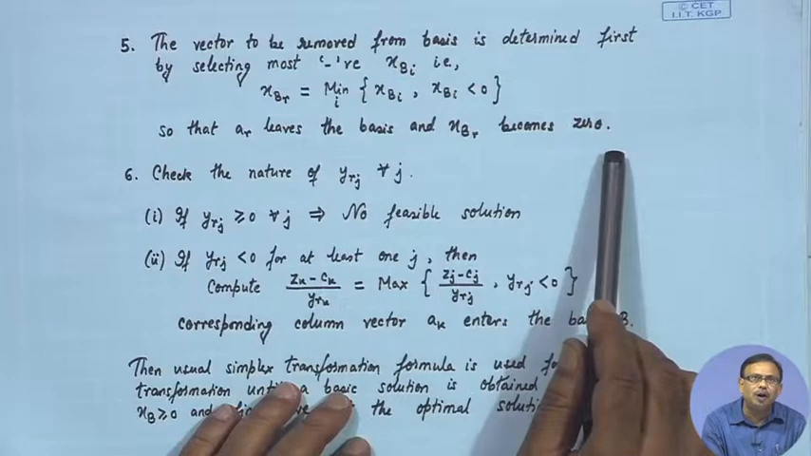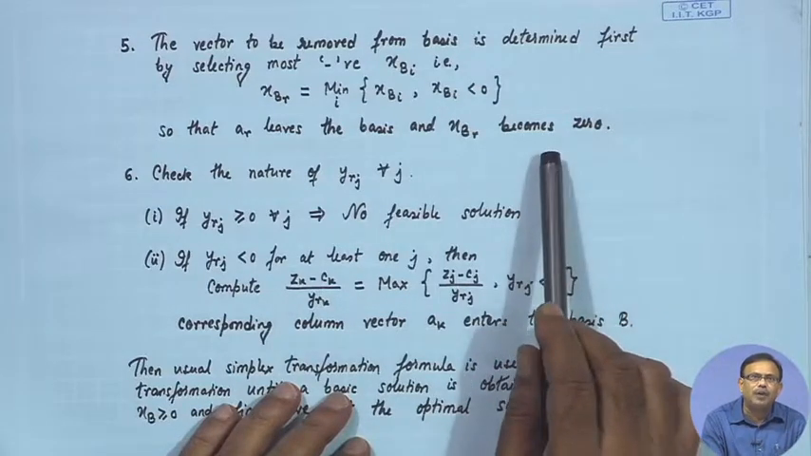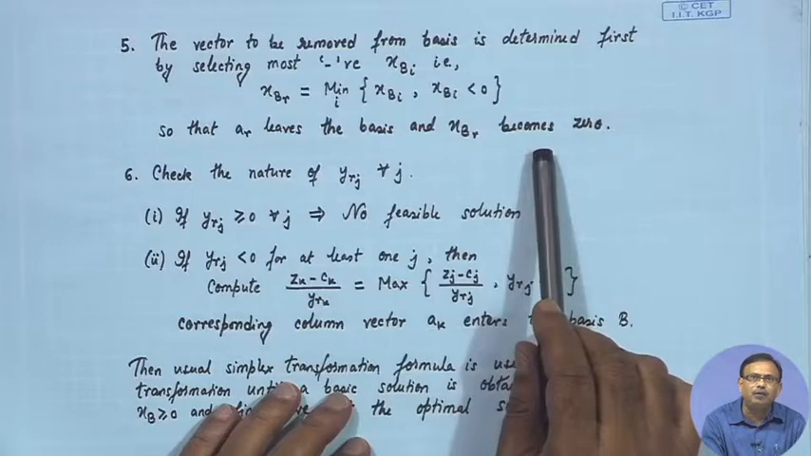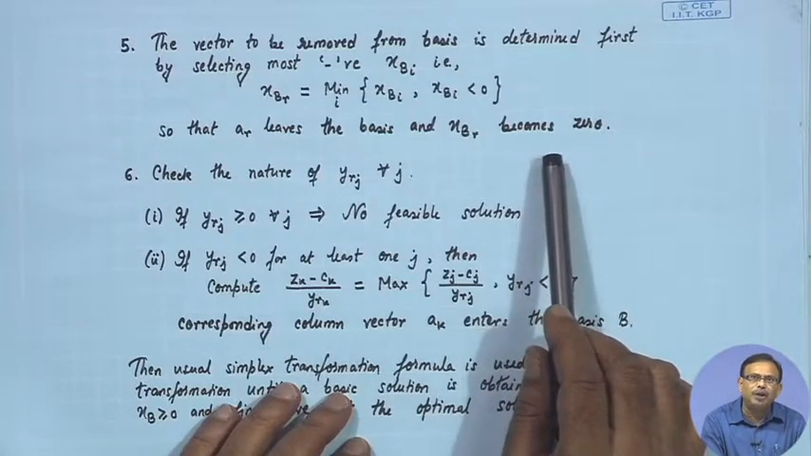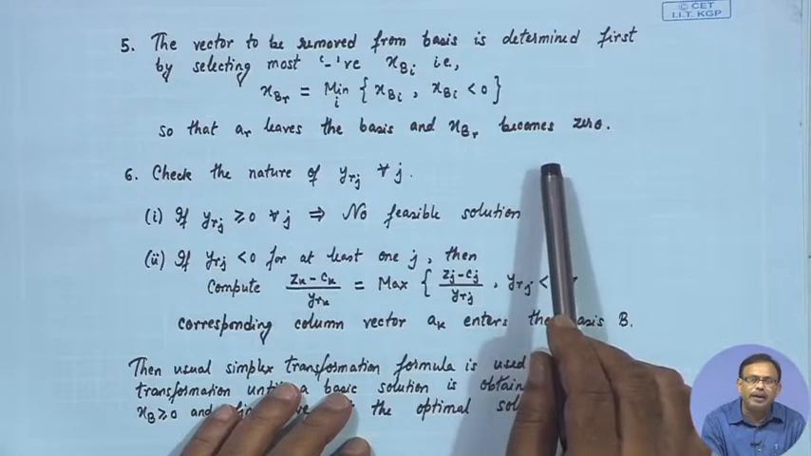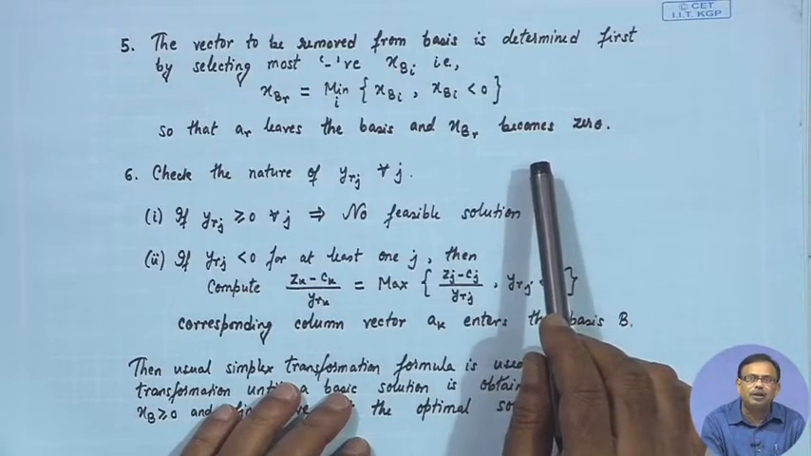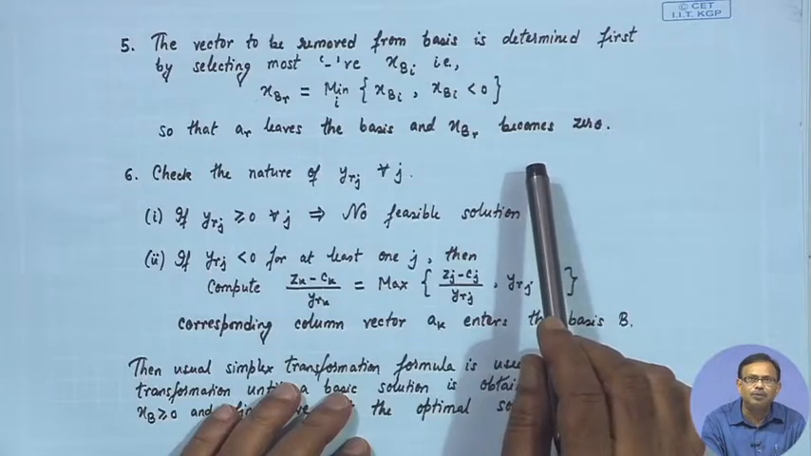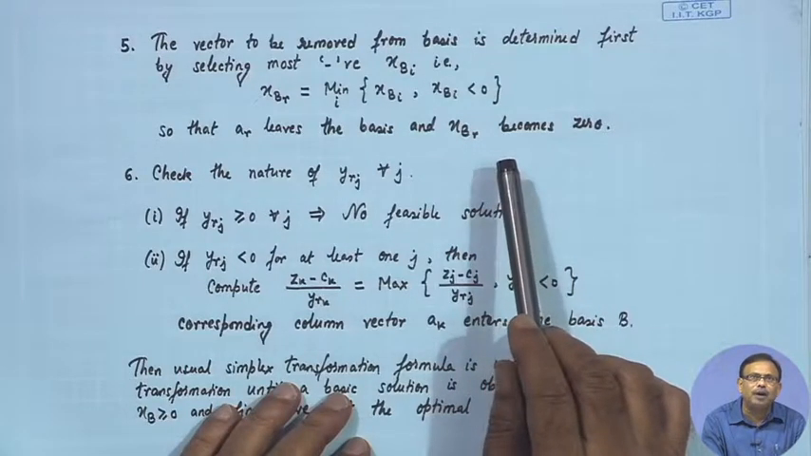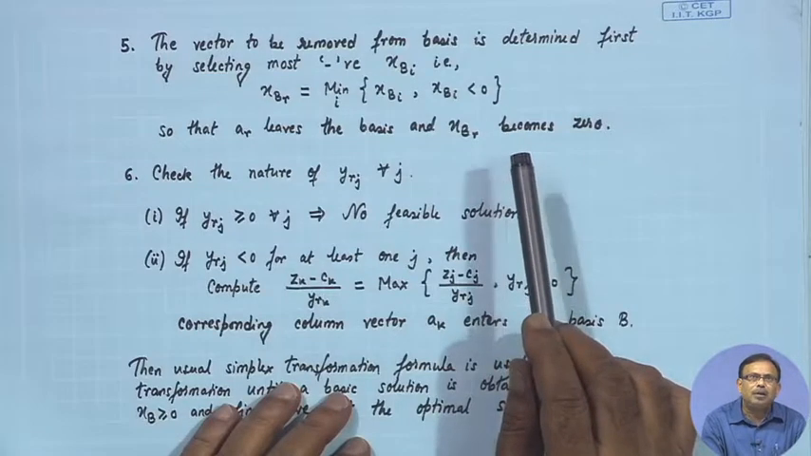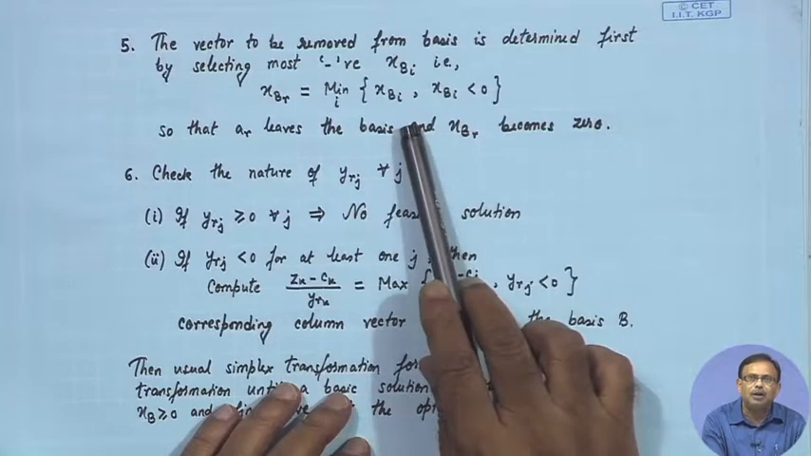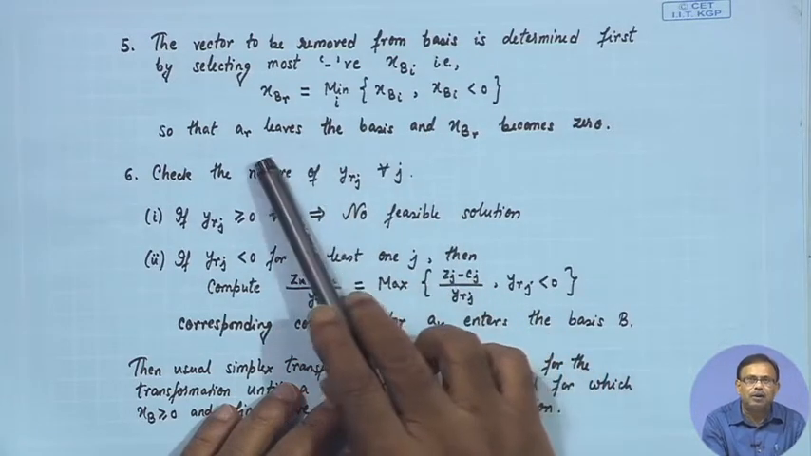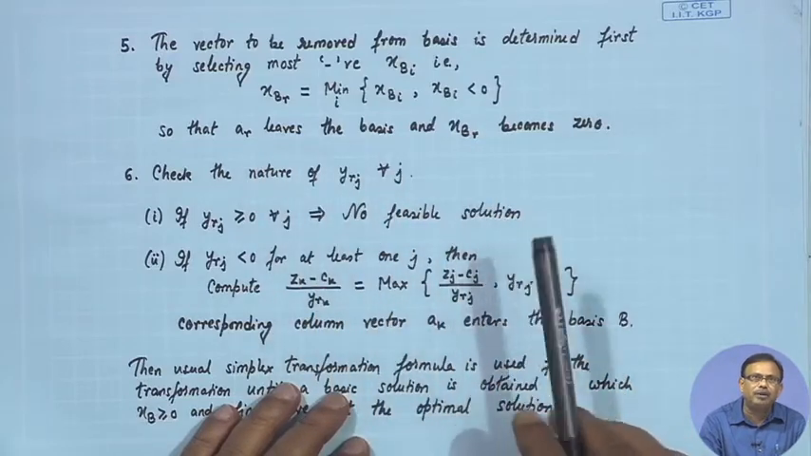So, please note this one: the departing vector is what we decide first, compared to the normal simplex method, where we decided the entering vector first by checking the z j minus c j value. Here, the departing vector is found by comparing the values of the basis vectors, that is x b i, and the minimum of these x b i, which equals x b r. Then a r will be the departing vector.